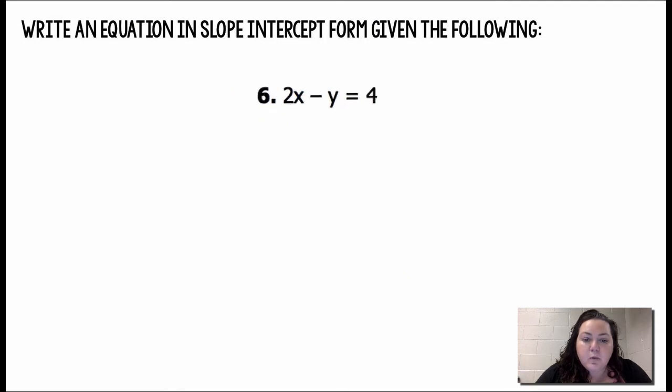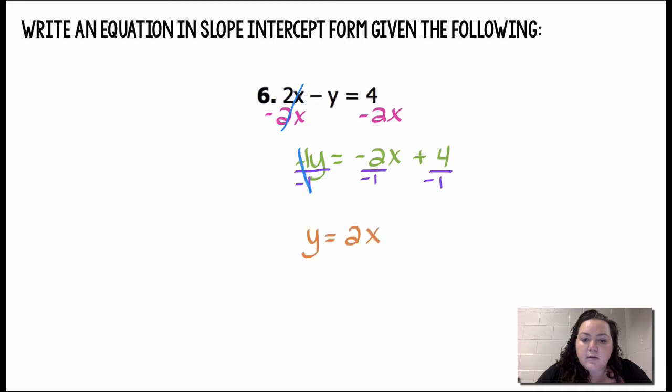Another one, I want to get y by itself to get it in that y equals mx plus b form. So I'm going to subtract 2x on both sides. That leaves me with -y equals -2x plus 4. If I divide everything by -1, that will get rid of the negative. I get y equals +2x, because a negative over a negative makes a positive, minus 4.